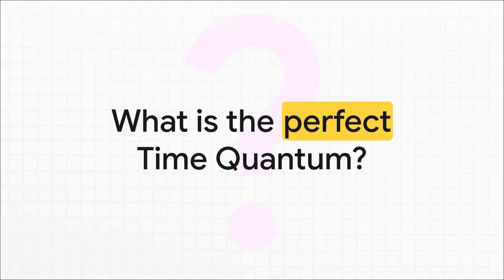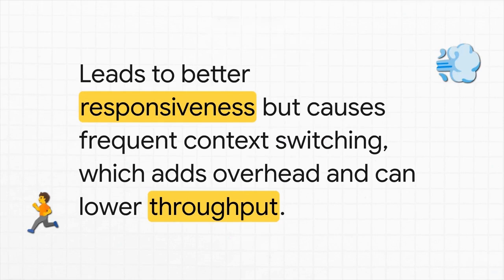So that leads us to the million-dollar question, right? What is the perfect size for the time quantum? And the honest answer is, there isn't one. It's all a trade-off. Okay, let's say you make the time quantum super, super small. The system will feel incredibly responsive because it's switching between tasks so fast, but the hidden cost is huge. The operating system ends up spending more time just managing the switching than it does doing any actual work. That's what we mean by high overhead.